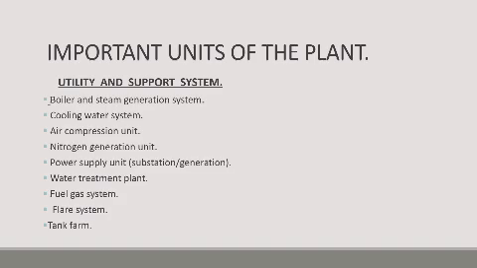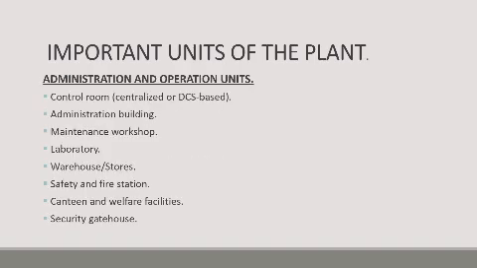We are now moving to the other important units of the plant, which are the administration and operation units. Here we have the control room, which monitors and controls all the plant operations in real time. We also have the administration building. This is where we have the offices for the plant management, human resources, accounting, and so on.